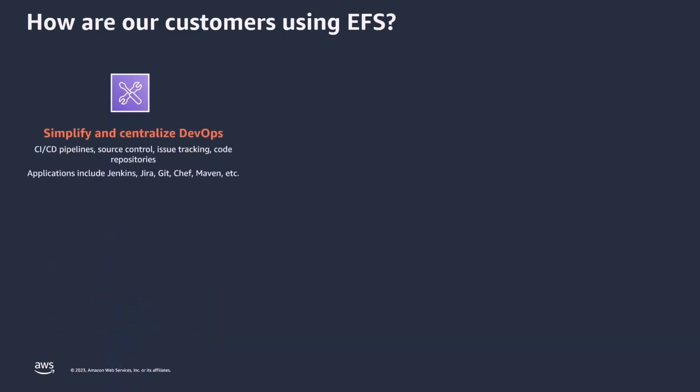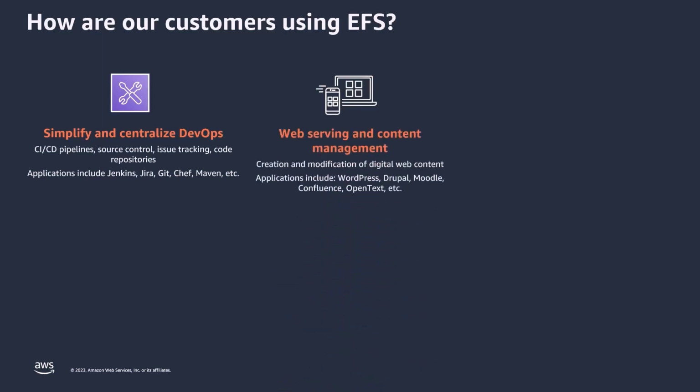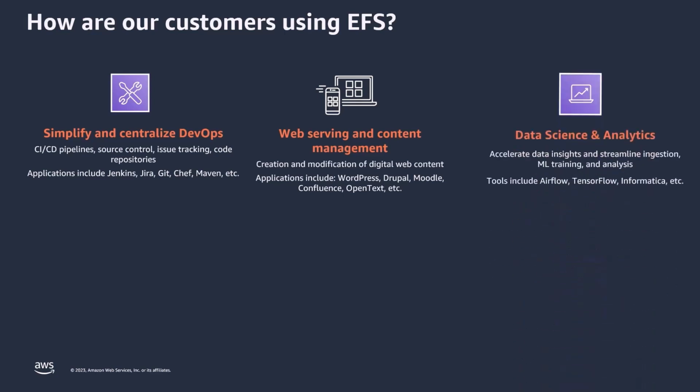simplification and centralization of DevOps, which includes CI/CD pipelines, code repositories, and issue tracking. Common applications in this category includes Jenkins, Confluence, and Git. Next, we have web serving and content management, which involves creation and modification of digital web content. Then we have data science and analytics. EFS enables customers to accelerate data insights, machine learning training, inference, and analysis.